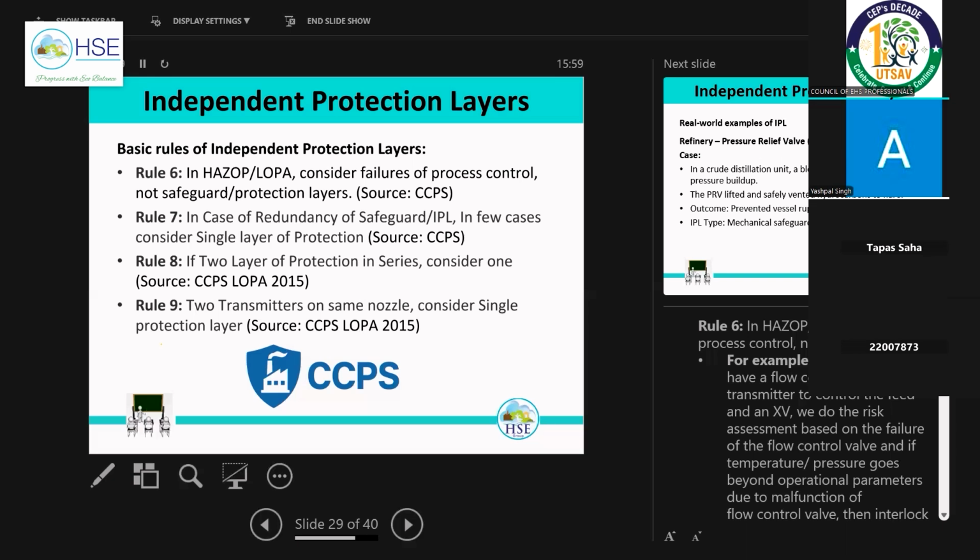So that is the basic limitations of design system. In case of rule 7, again, the rule source is CCPS, that is a book available. Rule 8: if 2 layers of protection are in series, consider 1. Normally you have seen a best example, suppose we consider 2 NRV when there is a possibility of contamination in the liquid. We are considering 2 NRV because in case of contamination, if any 1 NRV fails, the second is available. So 2 NRV in series.